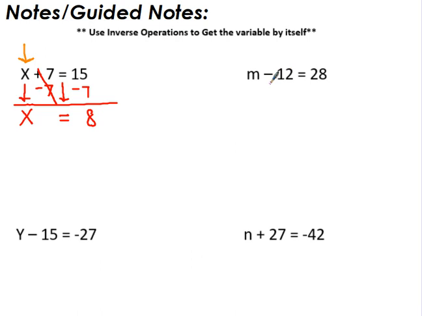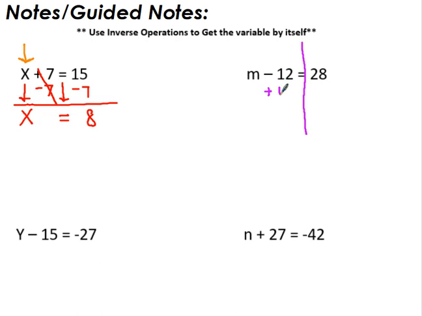So if I want to get rid of this minus 12, sometimes what I like to do, you guys, is draw a line on the equal sign to show that whatever I do on one side of the equal sign, I have to do on the other side. So every step should be the same on the left side as it is on the right side. So because this is subtraction, we're going to do the inverse operation, which is the opposite of subtraction, which is addition. And I'm going to add the same number that I'm subtracting. So I'm going to do the inverse by adding 12.